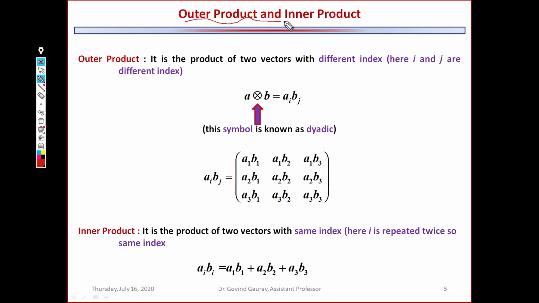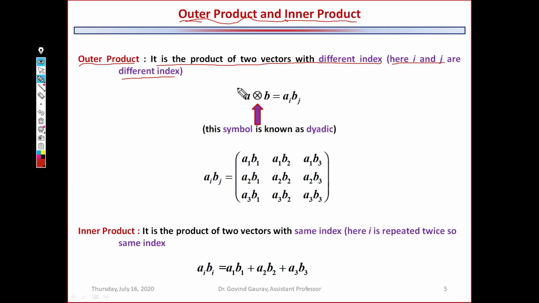Outer product and inner product, there are two types of product we do. Different notations and different terms are given, the outer notation and the inner notation, representing the outer product and the inner product. So how do we define the outer product? It is the product of two vectors with different indices. So for the outer product, the indices have to be different. Here i and j are different indices.